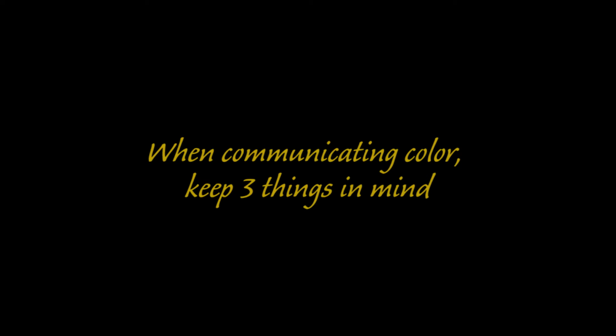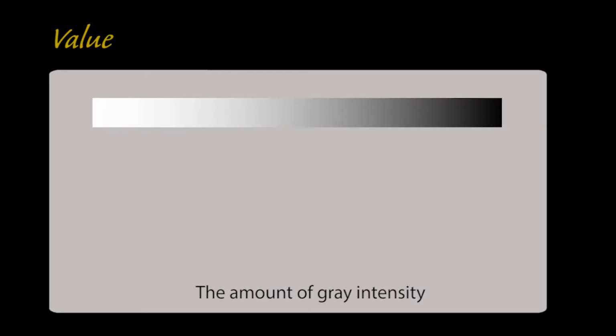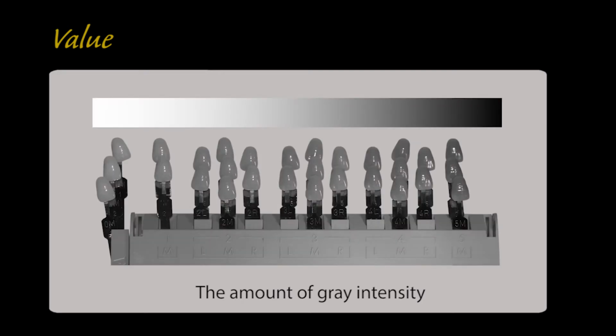So the first and the very most important element of shade taking is value. Now, value is the amount of gray intensity that you see in the tooth. So if you see the gradient chart at the very top, on the very left it's white, and as you slowly slide to the right, you start to see a gradient or more scale of gray all the way till you get to black.